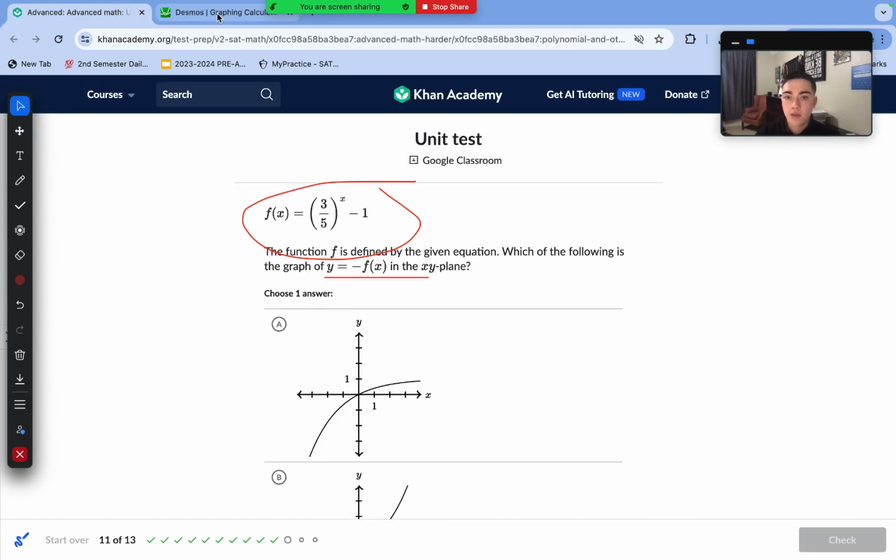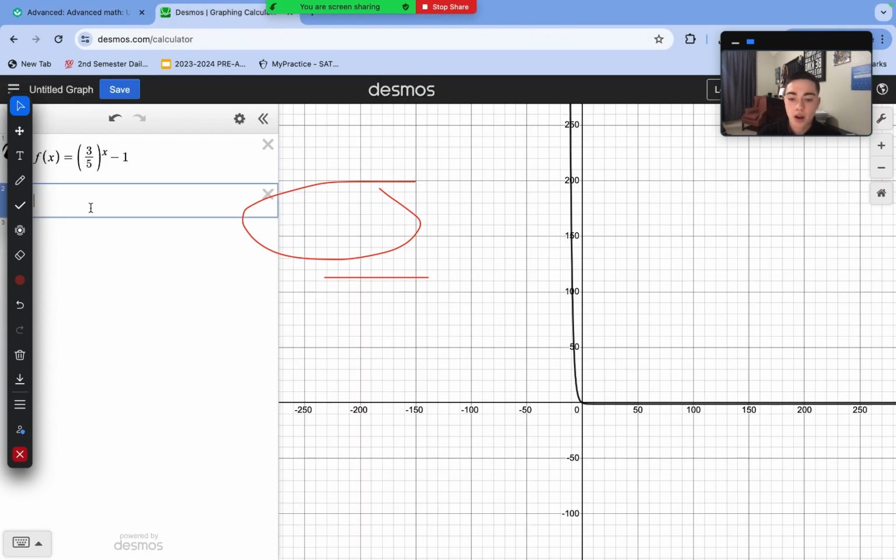And now we can see that g of x, or the function that we're actually looking for here, is equal, actually no, y equals negative f of x. We can see that y is being graphed here.